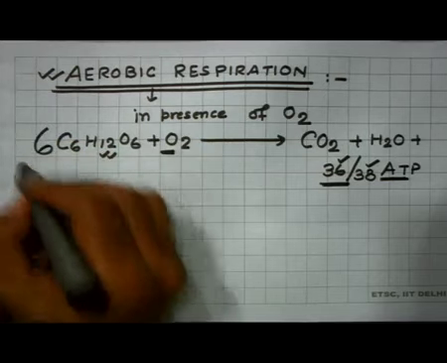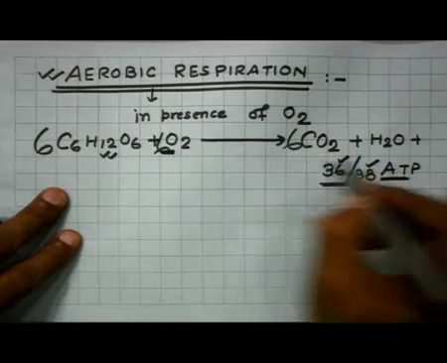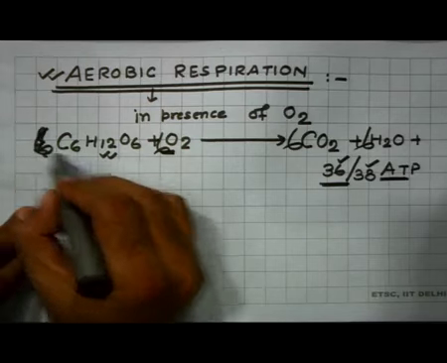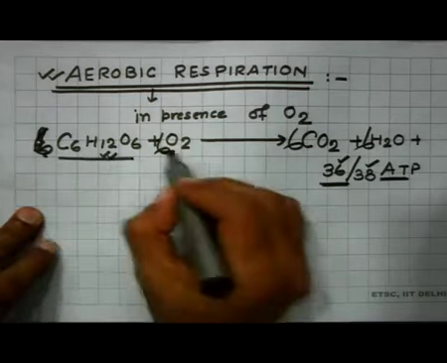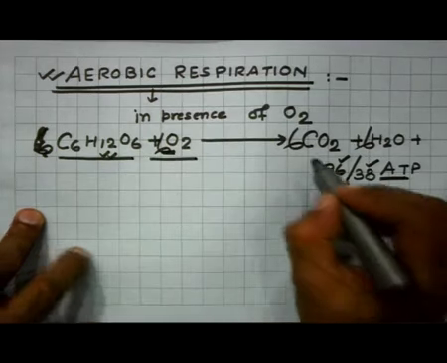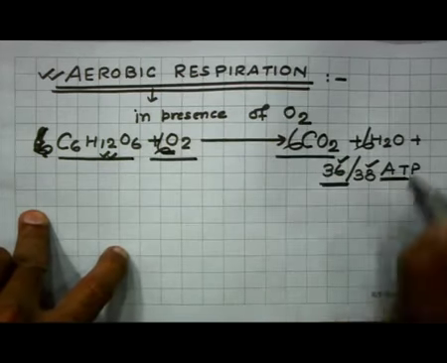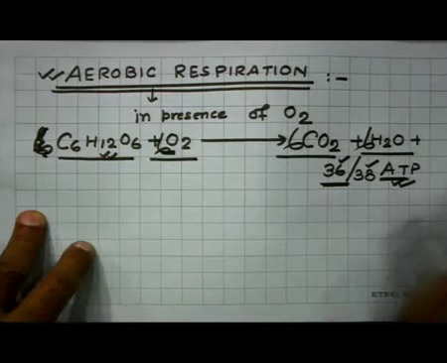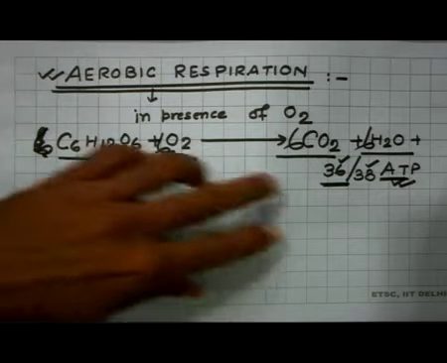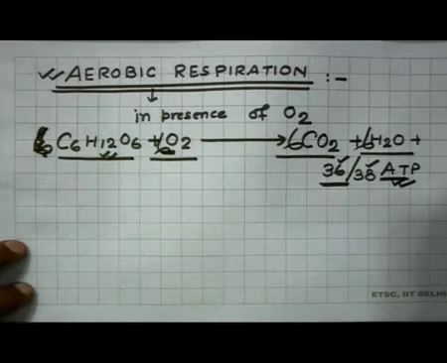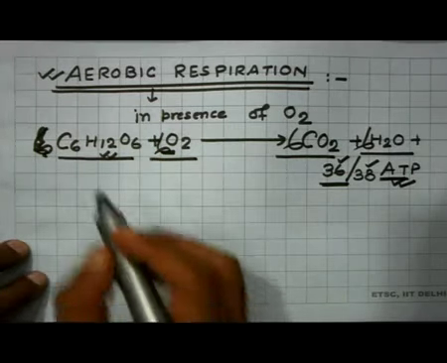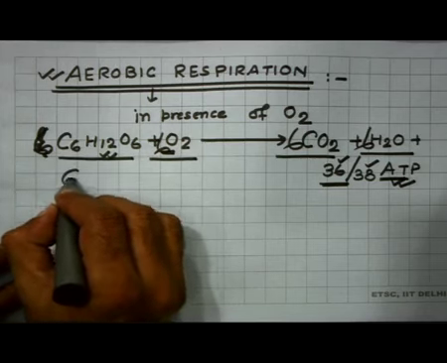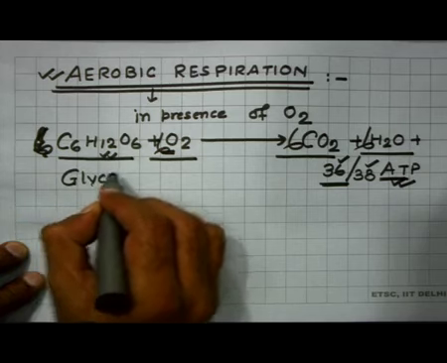So, we can balance it. 1 molecule of glucose combined with 6 molecules of oxygen forms 6 molecules of carbon dioxide and 6 molecules of water, and 38 ATP is formed in the complete breakdown of the glucose molecule. The pathway common to aerobic and anaerobic respiration is called glycolysis.